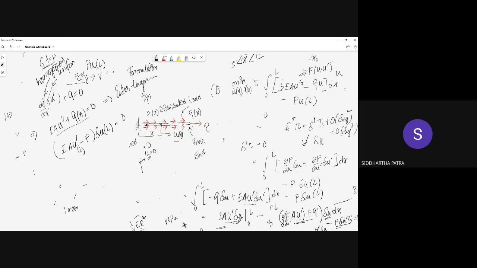So the value of u prime at L and delta u at x equals L. Remember, delta u and u are not the same quantity. This is the variation, this is the actual solution, rather the derivative of the actual solution. Now this quantity goes to 0 for any arbitrary delta u. Now delta u can be anything. So the only way that is true is when this is true: EA u prime at L equals P.